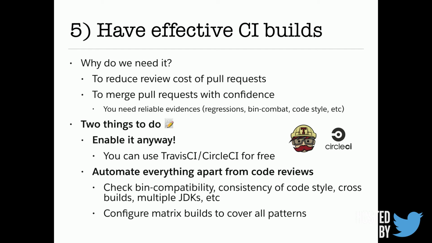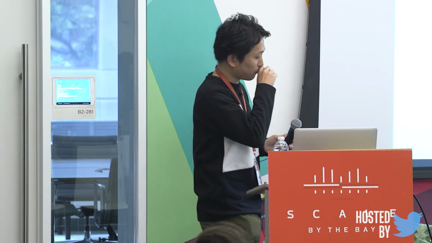And after reviewing the code, you will merge the pull request. But at this moment, you need to have confidence to do that, because the changes may bring some regressions or unexpected bugs or some incompatibilities like binary compatibility or cross-building issues, etc. So we need reliable evidence which ensures there's no problem with it. So two things to do.